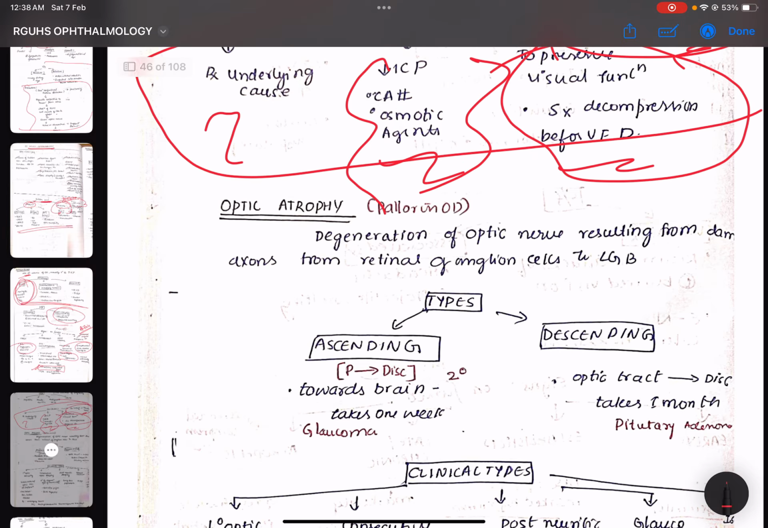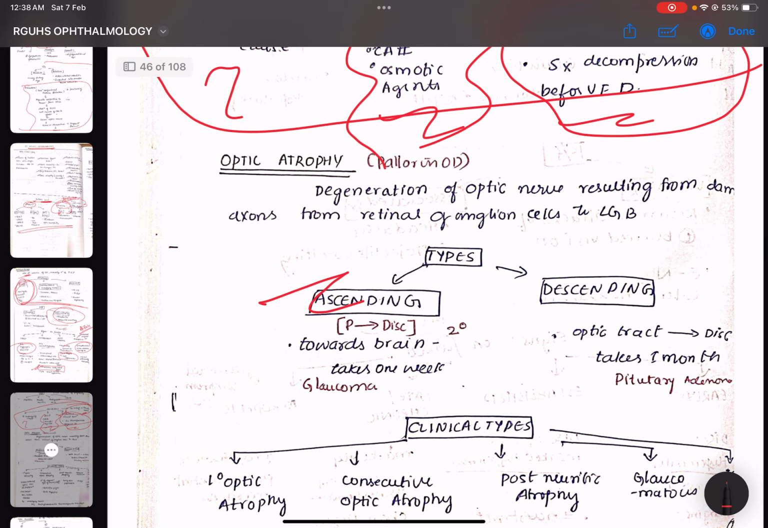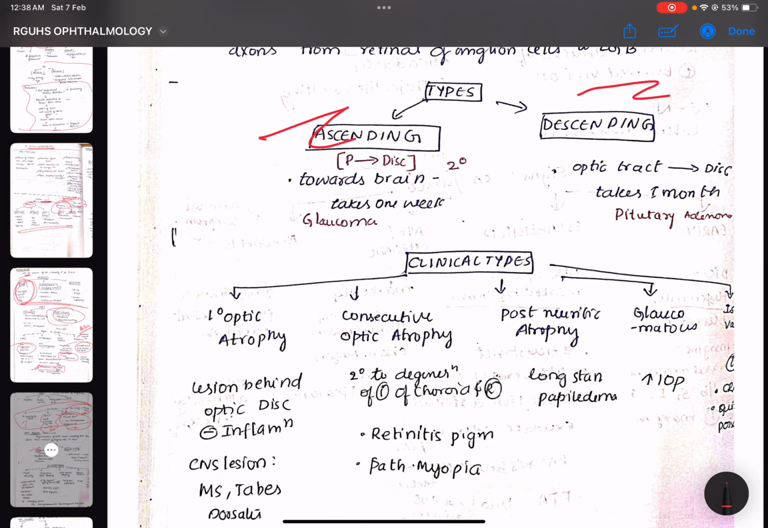Okay, now coming to optic atrophy. What is getting atrophied here? The optic nerve. Again, what are the causes here? Again, these are the causes. Again, these are the clinical types. The major thing is primary or secondary.